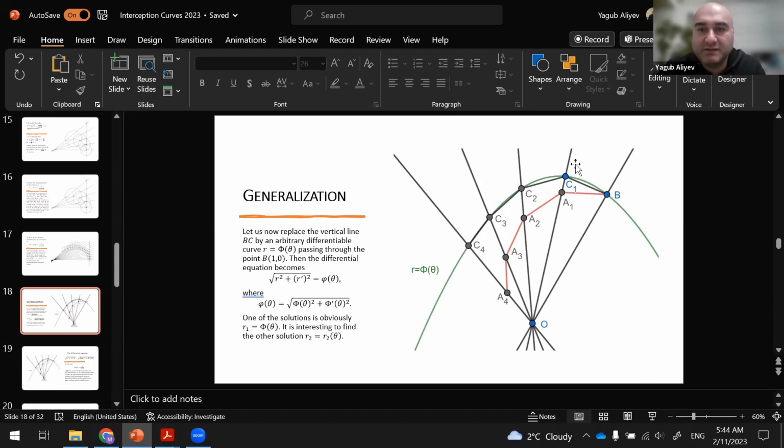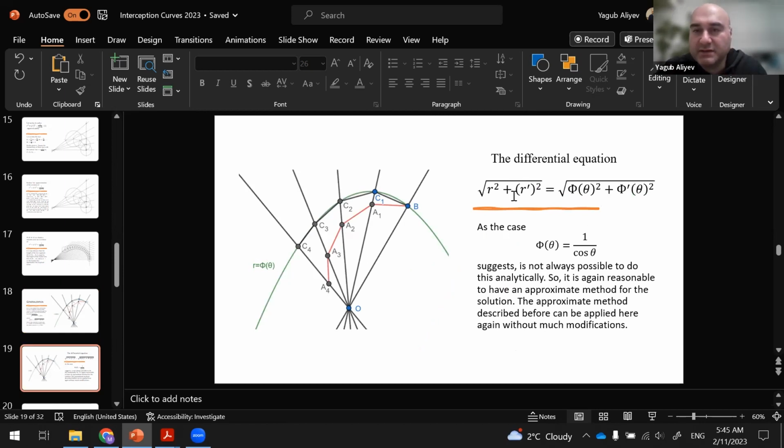So BA1 is equal to BC1, A1A2 is C1C2, A2A3 is C2C3, A3A4 is C3C4, and so on. For any given curve, you can find another curve which has the property that its length between two lines forming an angle at O is equal to the length of the curve. We call this transformation of a curve interception. The reason for the name later.